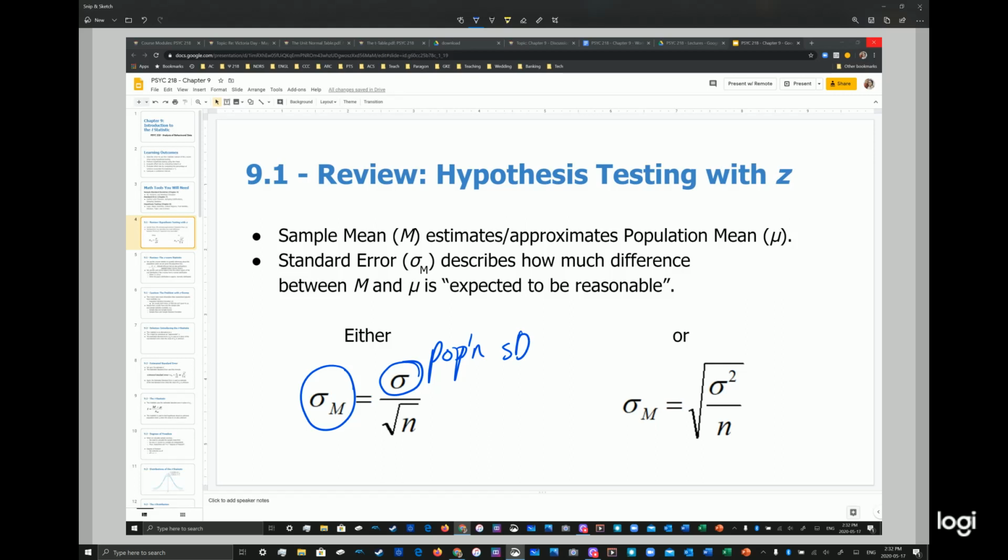And so now we estimate it by dividing the standard deviation of the population by root n, or dividing the variance by n and then square rooting everything. So that's again a review of the standard error for Z or Z tests.